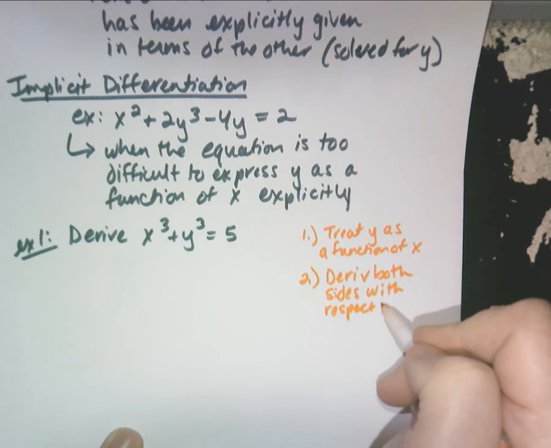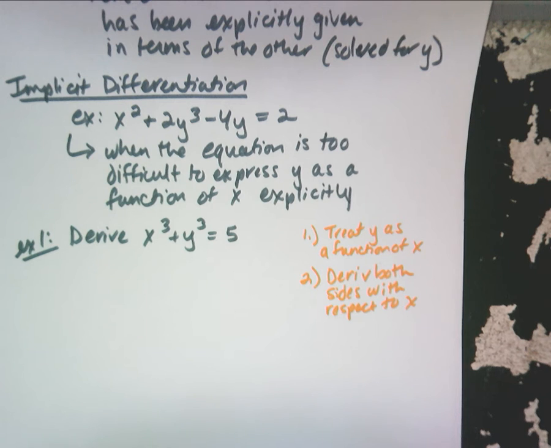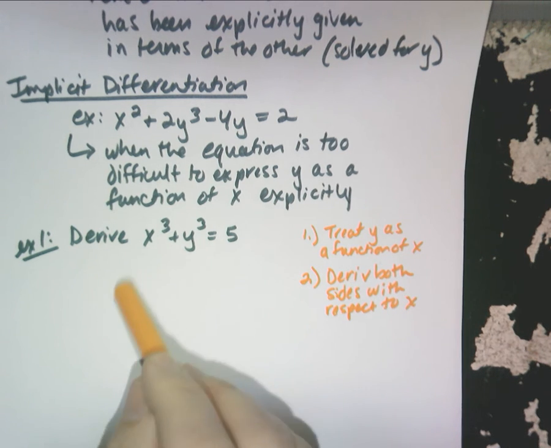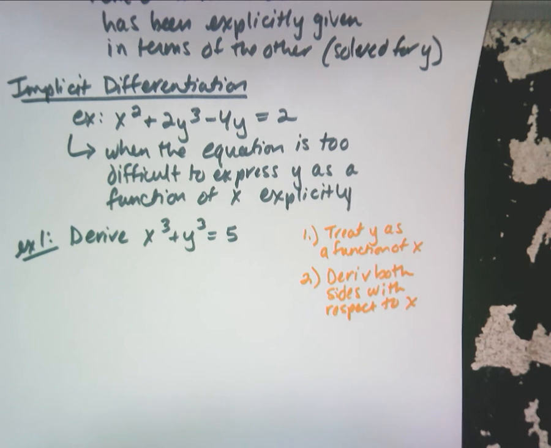Now, this is what the other class did not understand, this whole with respect to x. Well, what does that mean? Well, it means you're taking the derivative as if it were an x, but the problem is we're taking the derivative of y as if it were an x. So we have to do something extra.